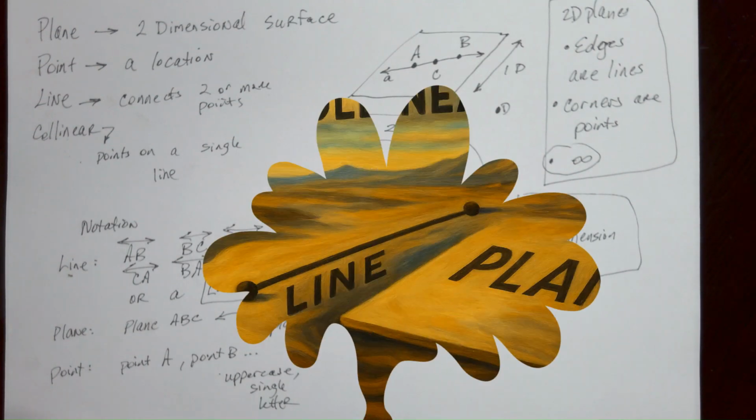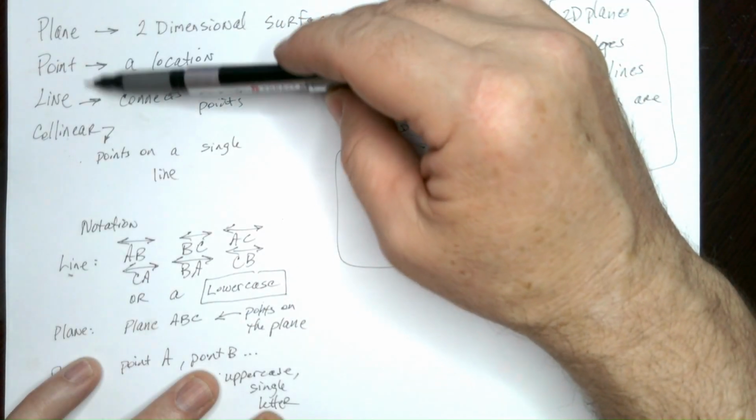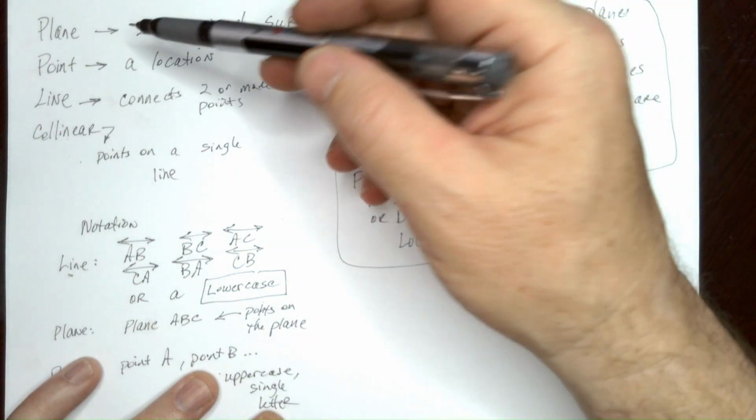Right, so we're going to do a real quick video introducing, just starting things off in geometry. We're going to talk about planes, points, lines, and collinear points, all right? So let's start off with a plane.